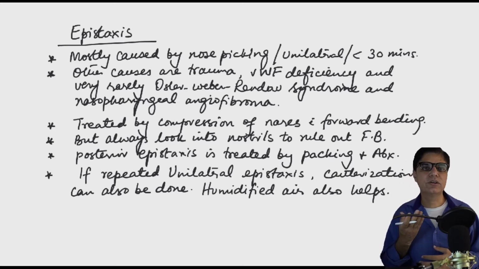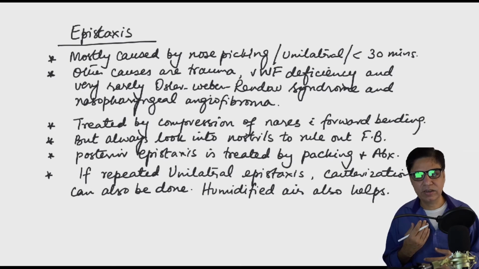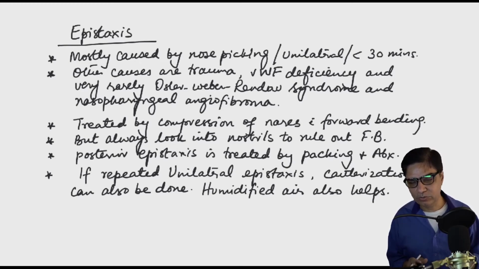Most of the time it is caused by a habit which we call nose picking. So kids have a habit of putting their fingers in their nose, picking their nose, removing the boogers, and by that process they can damage the delicate blood vessels, capillaries, and the nasal epithelium, leading to epistaxis. In most of the cases it's unilateral, and in most of the cases that bleeding episode lasts less than 30 seconds. So kids can get this off and on.